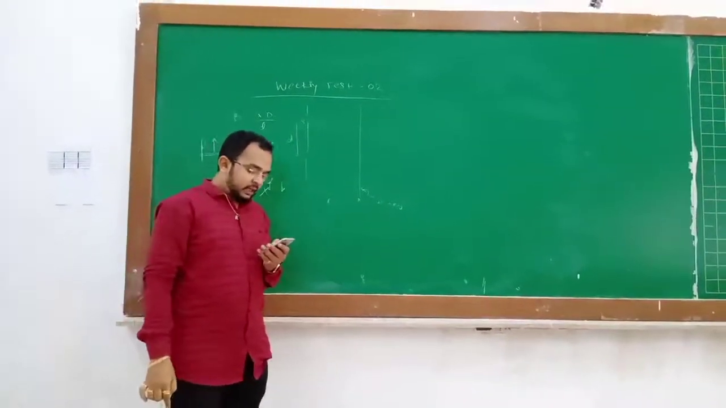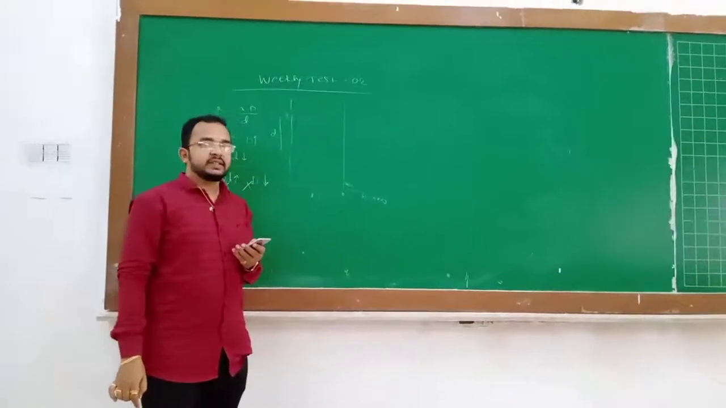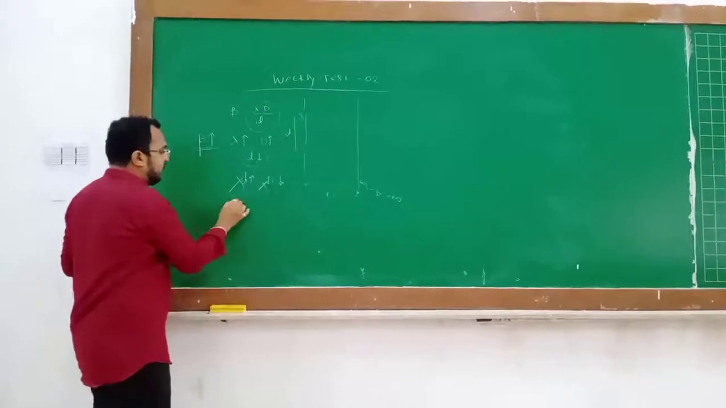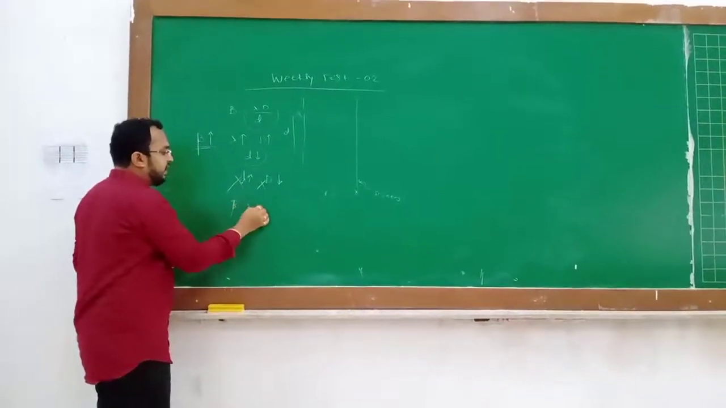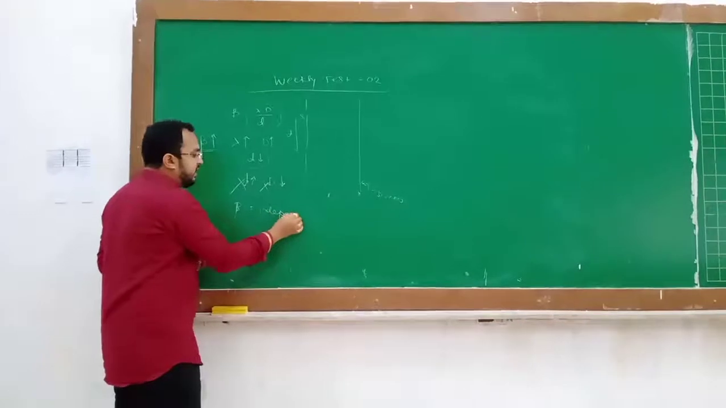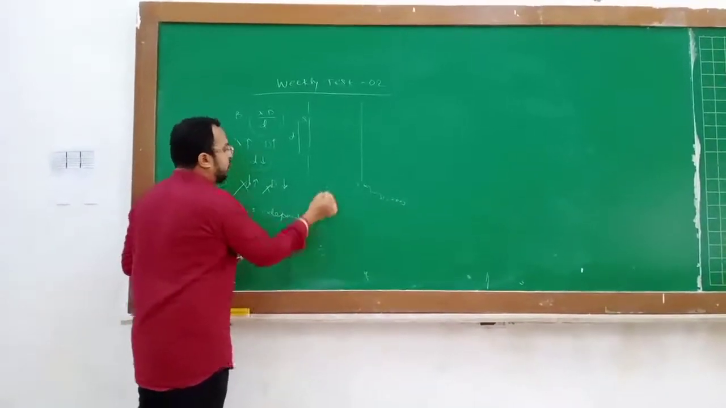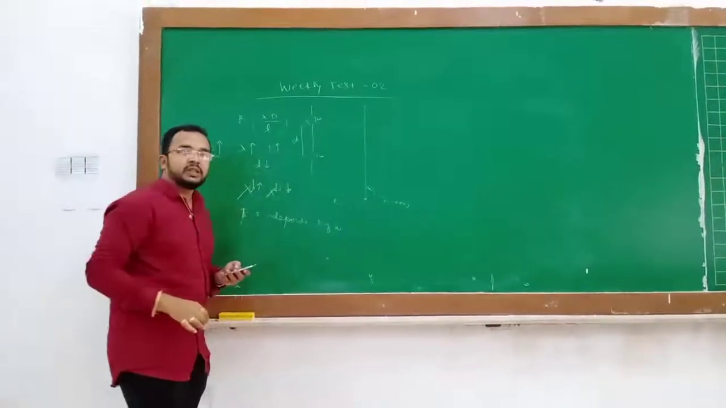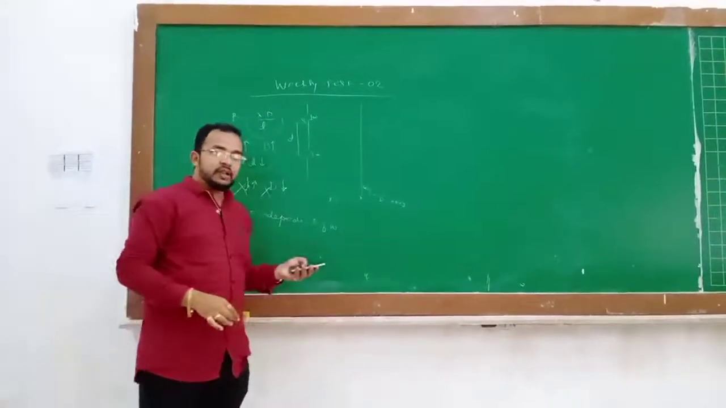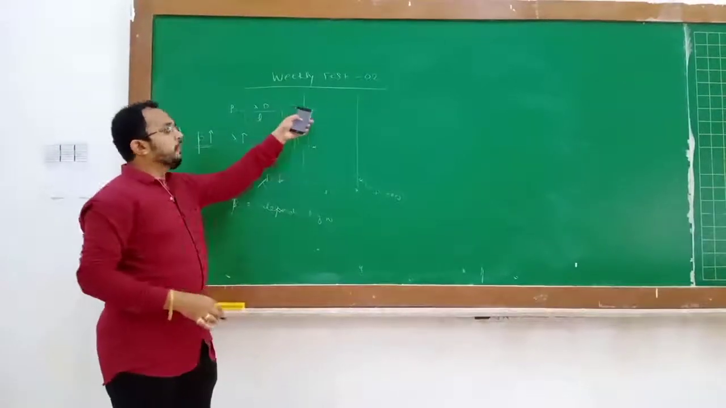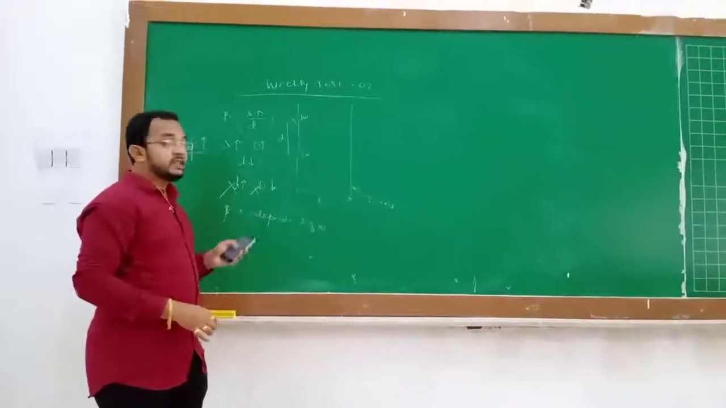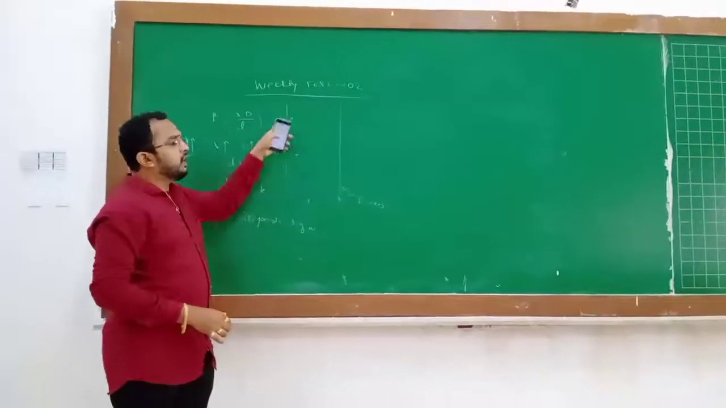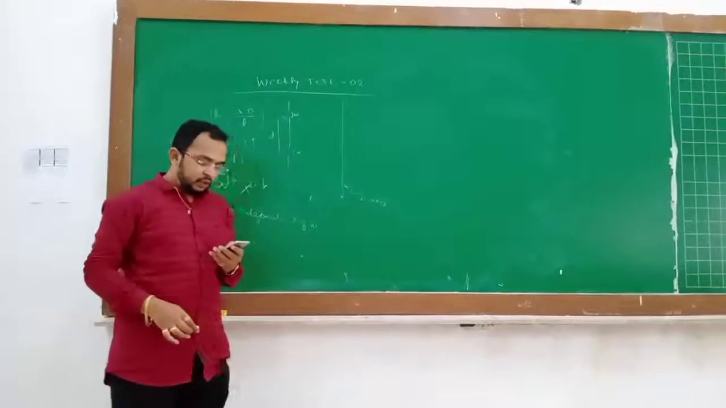Option number D, the width of the slits increases. There is no reference to width here. So we can say beta is independent of W, and W is the width of the slit. So this is another conclusion: fringe width is independent of the width of the slits. Okay. Now question number 2.